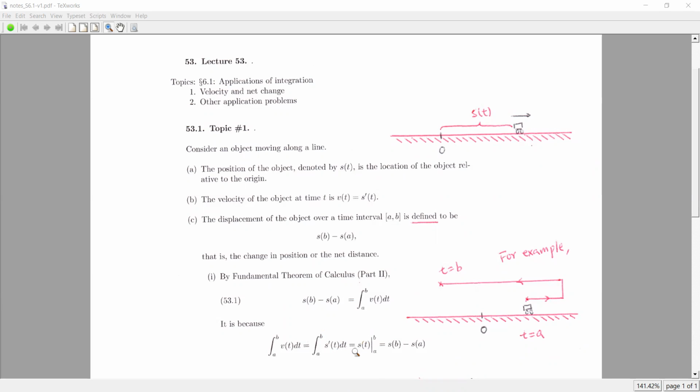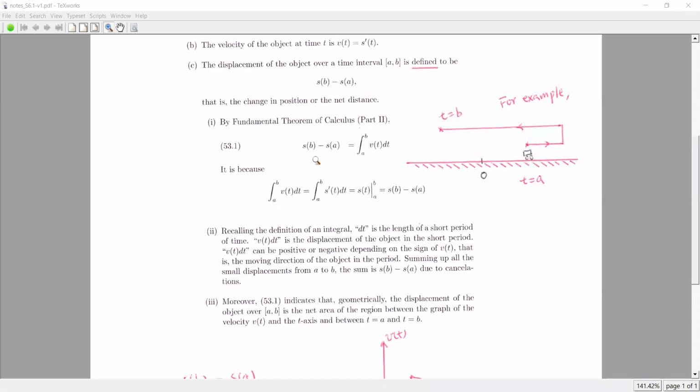So by fundamental theorem, this integral is equal to plug in B, the upper limit, in the position function, minus plug in A in the position function. So we get S of B minus S of A. This is displacement. So displacement is equal to integral on velocity from A to B. One way to understand this formula is from the fundamental theorem of calculus.